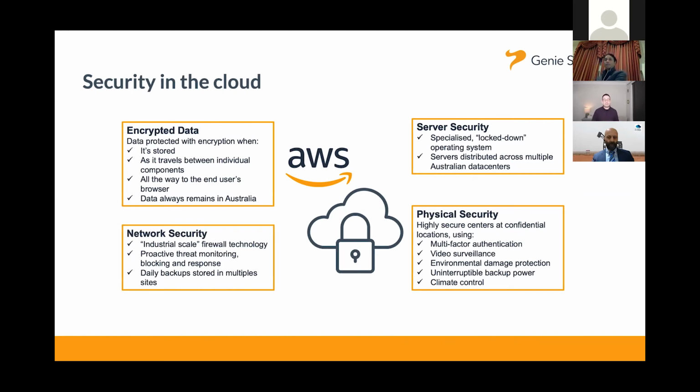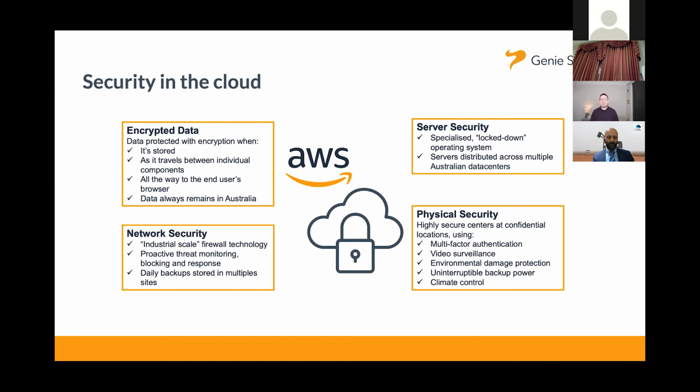Network security: you're looking at industrial scale firewall technology that's specifically designed to prevent threats from breaching your system. You've got proactive threat monitoring, blocking and response. These are automated systems that are there to watch out for you 24/7. You've got daily backups stored in multiple locations, so you've got redundancy across multiple sites, which is great. If your data is stored in New South Wales and Victoria and New South Wales disappears from the map for whatever reason, you've got a redundant copy in another state that can be fired up and accessed quickly. Usually there's an automated failover service in place.